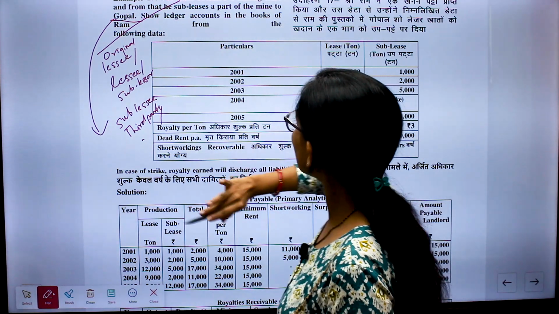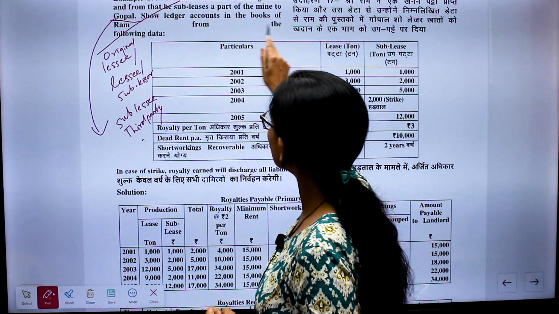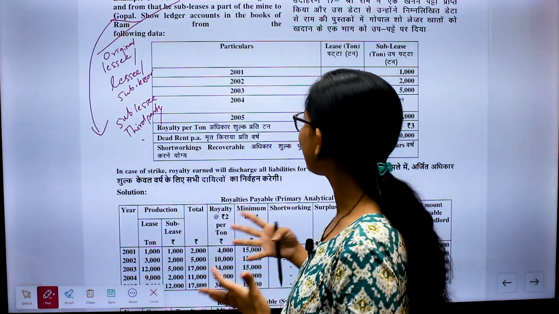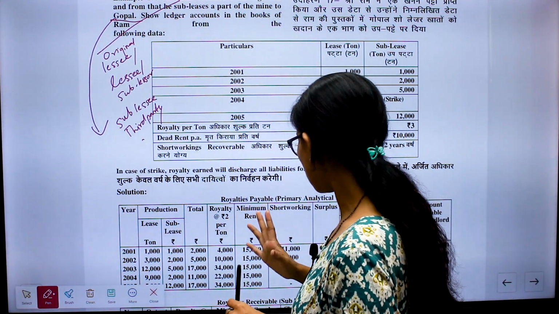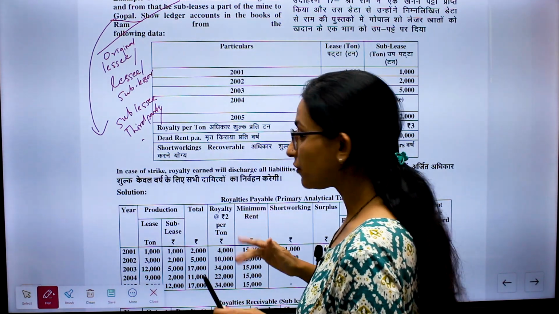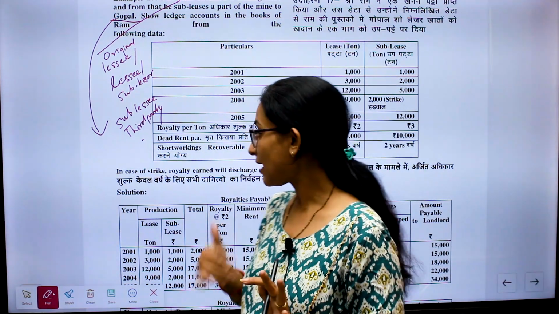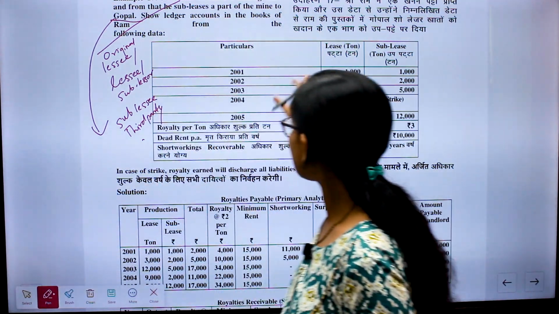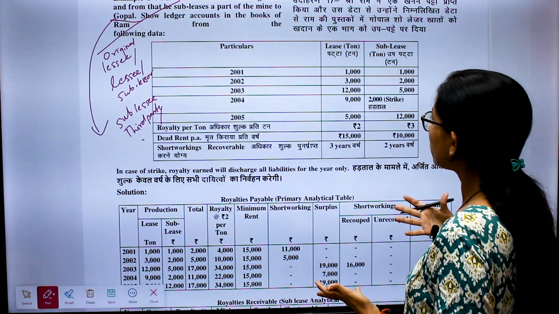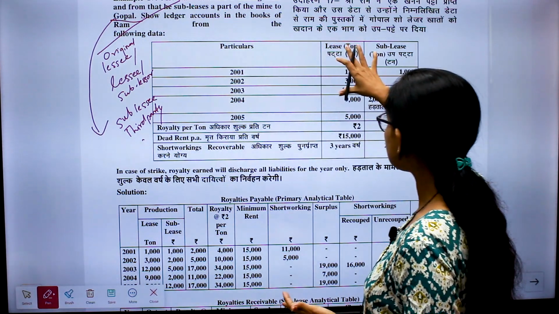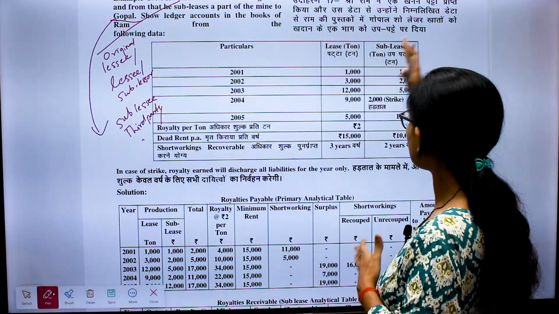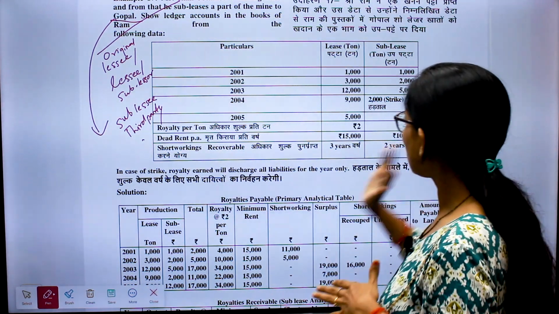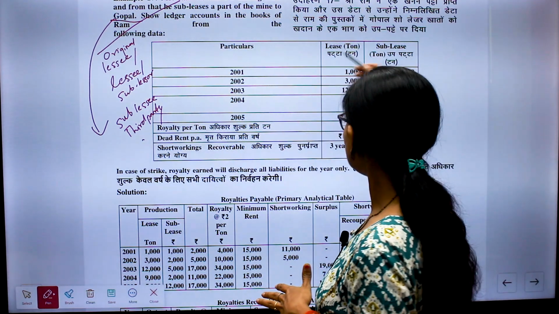Now we have been told to show the ledger account in the books of Ram, meaning the lessee's books, so we have to prepare the ledger. If they have asked for the lessee's books, we will have to prepare 6 ledgers as I have told. Moving forward, what else is given in the question? Particulars: lease ton, sublessee lease ton. There are 5 years given here.